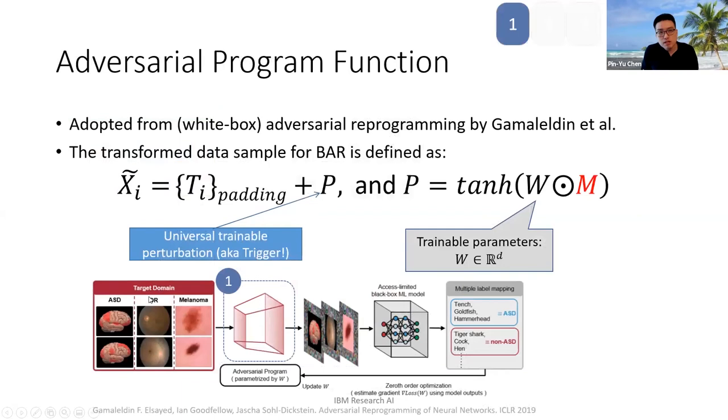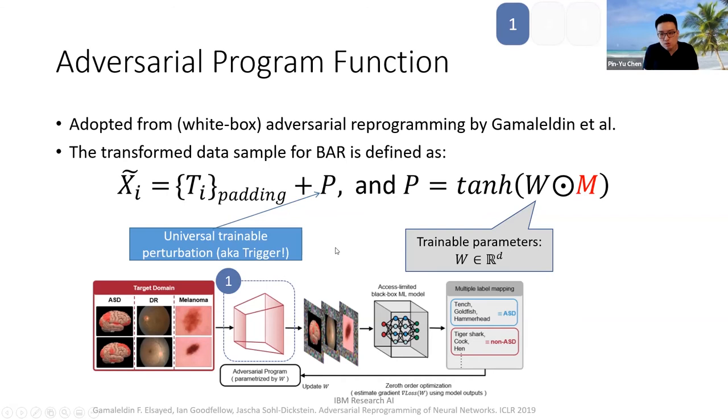Here are more details about how we do it. You first take the target data, like TI, and then you make some neural padding to enlarge it and make the size compatible with the source model inputs. Then you add a universal perturbation P. You can really think of this P as nothing but the trigger pattern, but this trigger is now the frame that embeds the whole target data. So we are training this trigger pattern to learn to solve the target task.